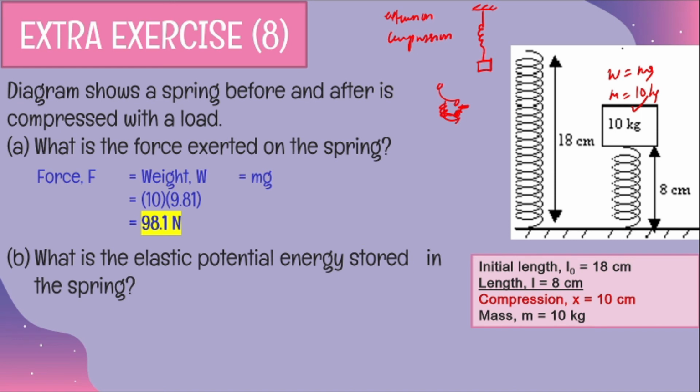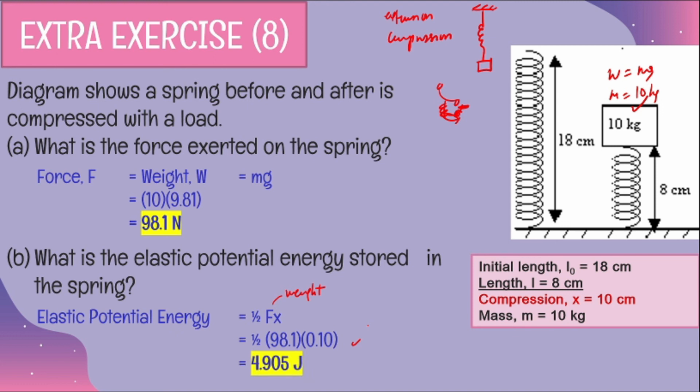Then, the elastic potential energy stored in the spring, half Fx. So, F is the weight lah. Weight of the load tadi kita dah kira tadi. Masukkan aja. 4.905 joules. Ambil je belaka, jangan round off kan. Masuk je semua. 4.905 joules.